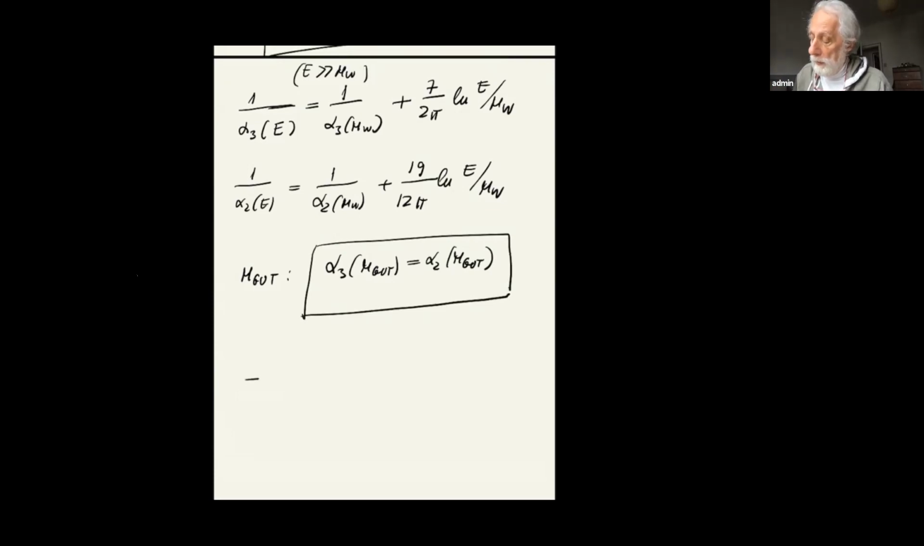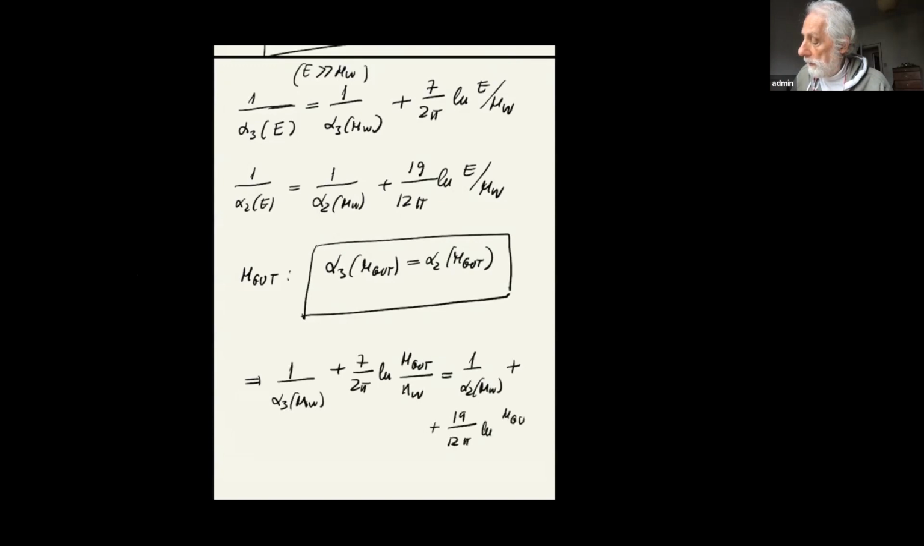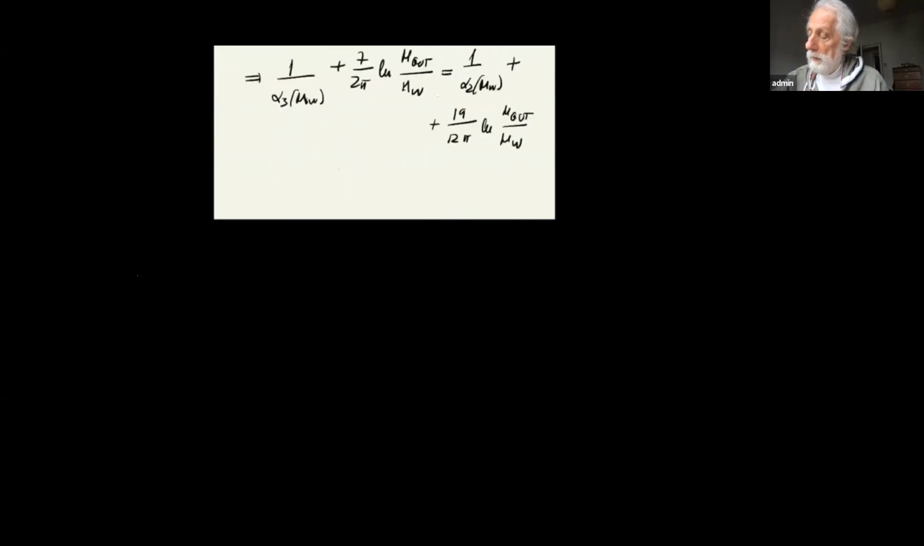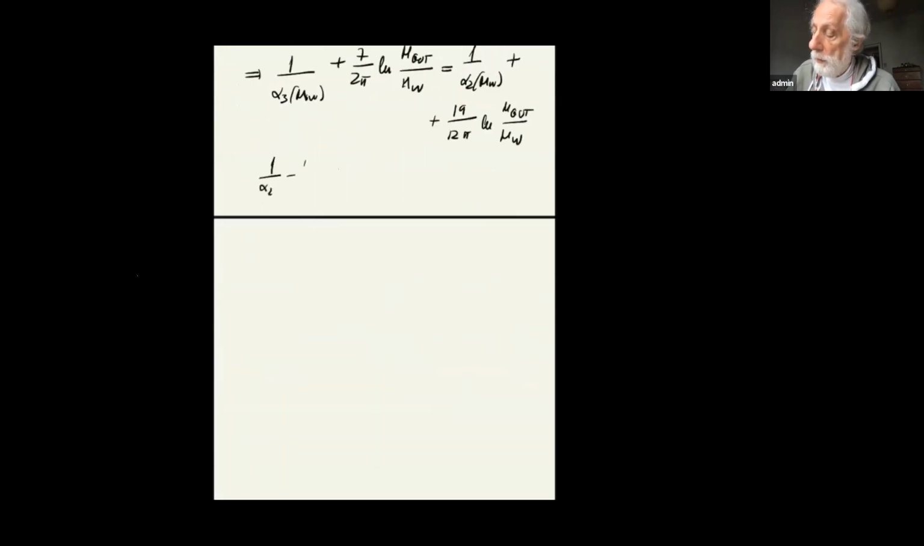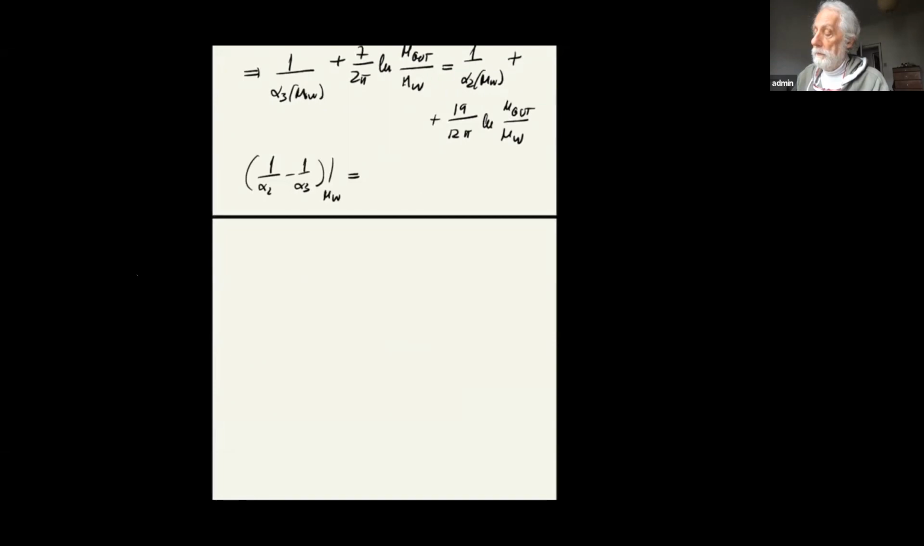So then I can actually compute. I get 1 over alpha 3 at MW plus 7 over 2 pi logarithm MGUT over MW is equal to 1 over alpha 2 at MW plus 19 over 12 pi logarithm MGUT over MW. You see, 1 over alpha 2 minus 1 over alpha 3 at MW. Can write like this. It is a number that I could write: 7 times 6 is 42. 42 minus 19, 23.